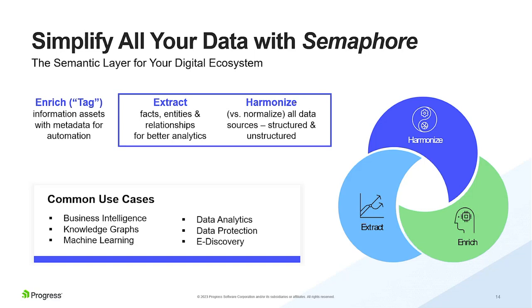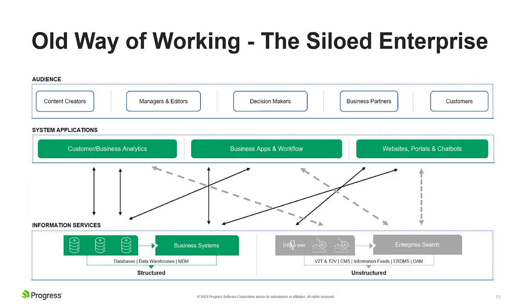Now, for business and data analytics, we're primarily going to be focused on the data extraction and data harmonization piece of Semaphore. And like I said, we'll have other webinars in the future that focus on other use cases around Semaphore. So what might this look like from an enterprise level? How can I think about data harmonization from an enterprise level? Well, in a typical environment, you're going to have your data repositories across the bottom. You've got your structured data, your databases. You've got your unstructured data, like your content management systems, your SharePoints, and things like that. You've got your user audience across the top. And then you have your various applications that are trying to access the data inside your data repositories.